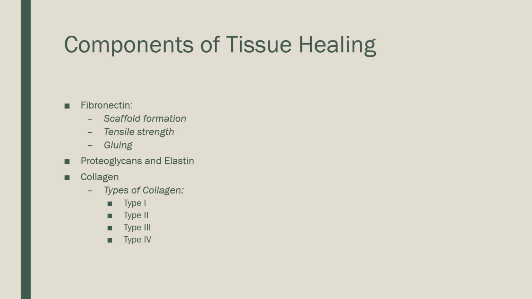Type 3 collagen is initially produced by fibroblasts, providing early structural support. Over time, type 1 collagen replaces type 3 collagen, enhancing tensile strength and contributing to scar formation.